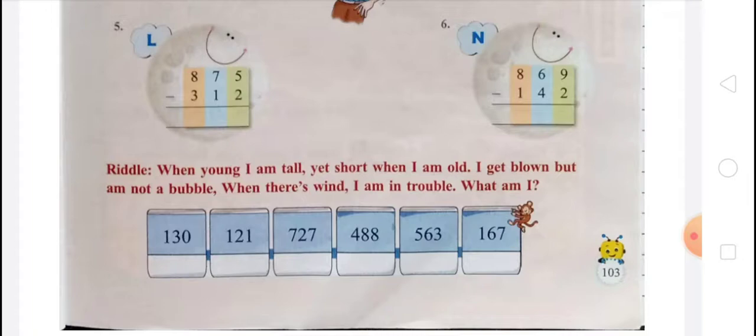You have to write down 130, 121, 727, 488, 563, 167. Thank you. You have to do mental math exercise A for assignment, and you have to complete the fair copy up to exercise 5.6.5 in the fair copy.